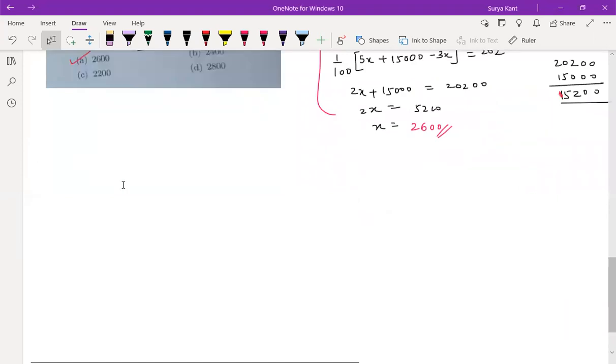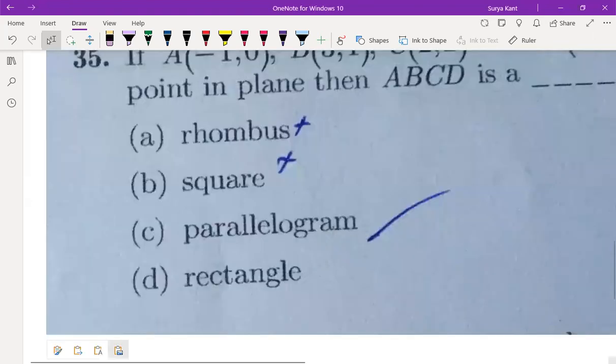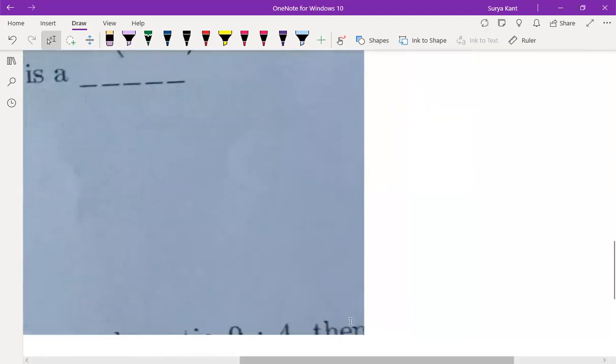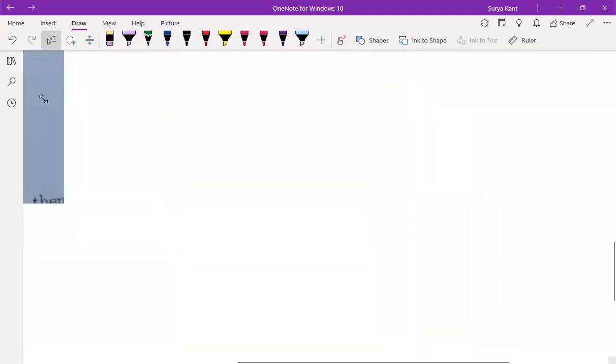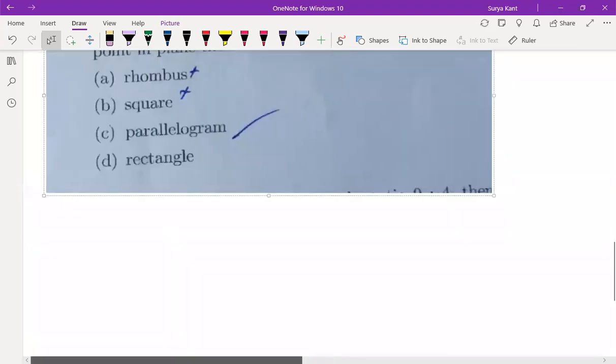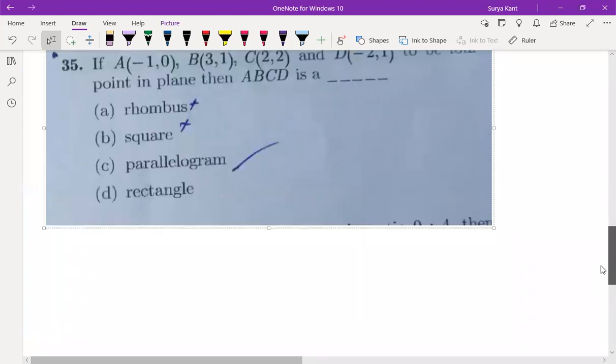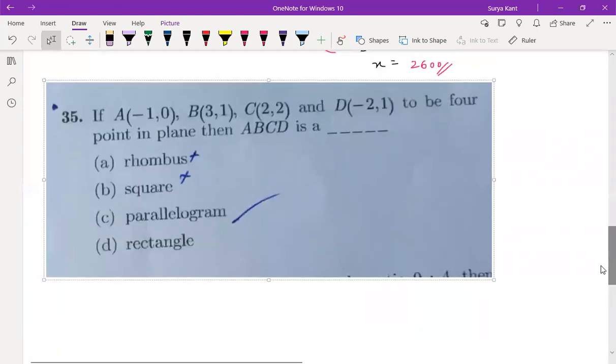See, the next question is: if A, B, C, D are four points in a plane, then ABCD is what? Rhombus, square, parallelogram, rectangle.